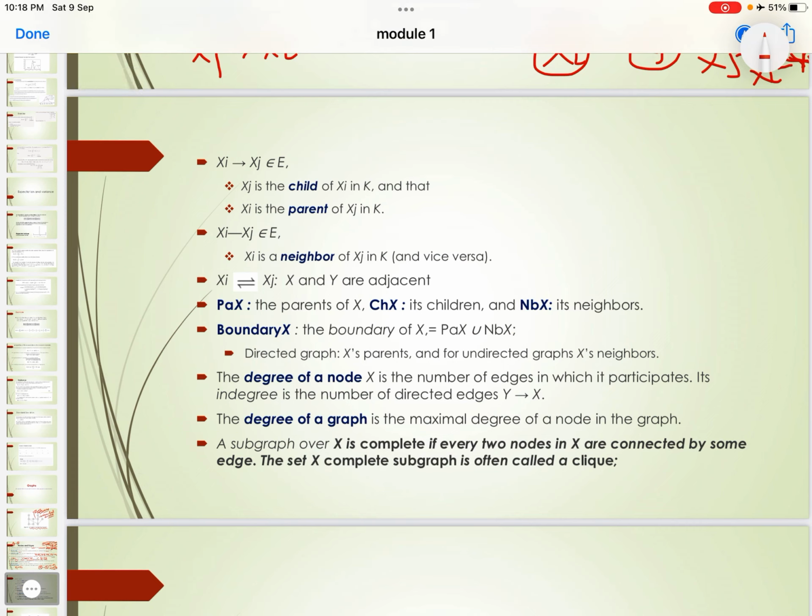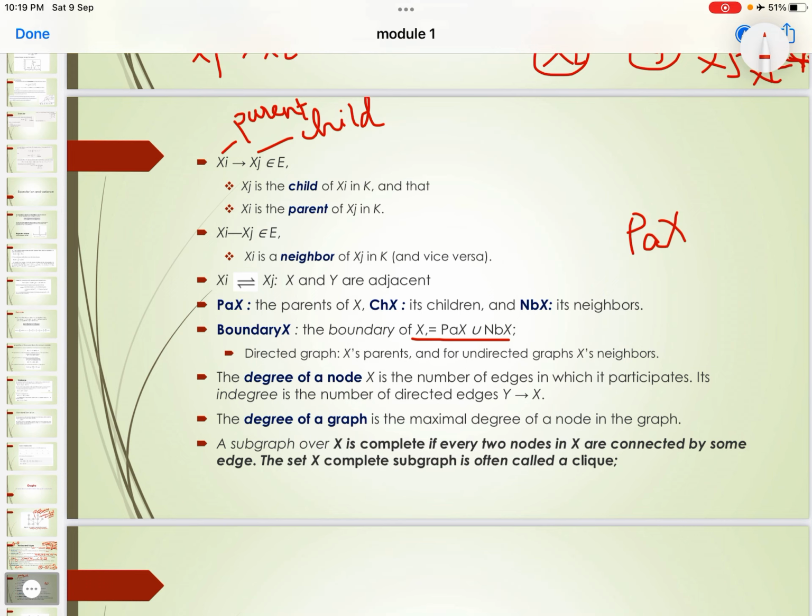If Xi to Xj belongs to E, Xj is the child of Xi in K, and Xi is the parent of Xj. So Xi is your parent and Xj is the child. If Xi undirected to Xj belongs to E, Xi is a neighbor of Xj in K and vice versa. If Xi is connected to Xj by any edge, X and Y are adjacent. PaX is the parent of X, ChX the children, and NbX the neighbors. Boundary of X: the boundary of X is equal to PaX union NbX.